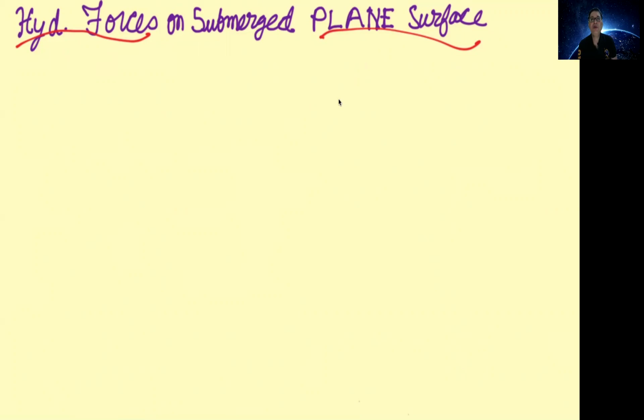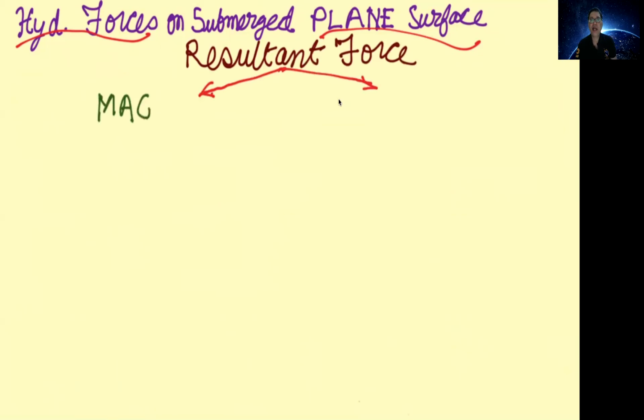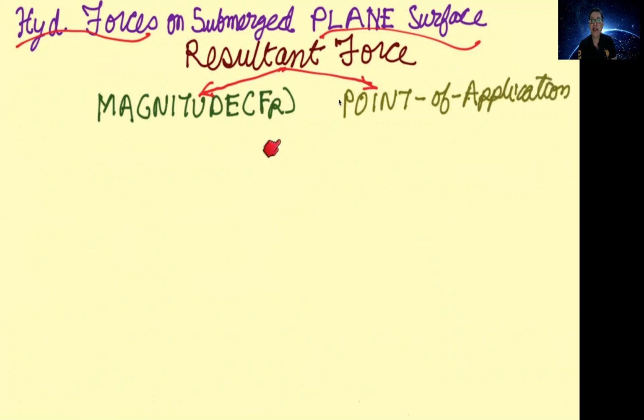Now, whenever you want to calculate a force which is acting on a surface, you are interested in its magnitude and its point of application, as shown here. So for the resultant hydrostatic force, you are interested in the magnitude, which is denoted here by Fr, and the point of application, which is denoted here by Yp. What is this Yp? I will show you through a figure. The point of application of the resultant force is also called the center of pressure.